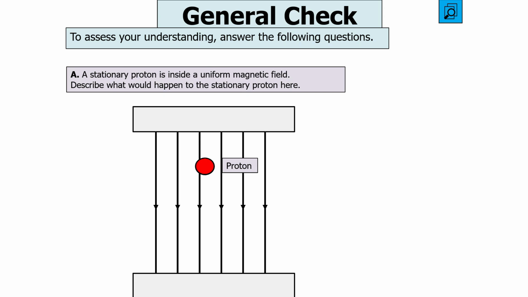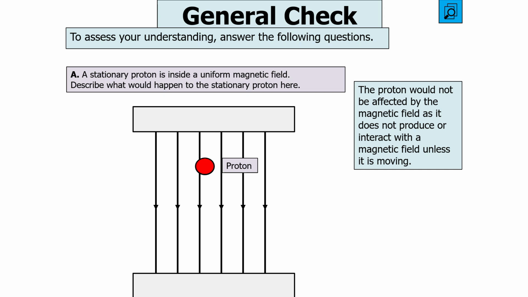A stationary proton is inside a uniform magnetic field. Describe what would happen to the stationary proton here. The proton would not be affected by the magnetic field, as it doesn't produce or interact with a magnetic field unless it's moving.